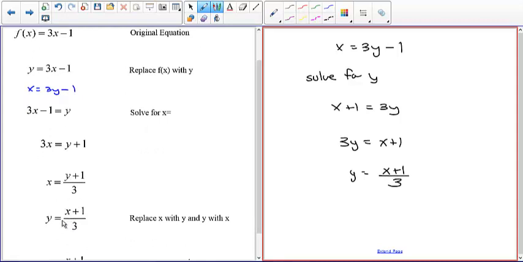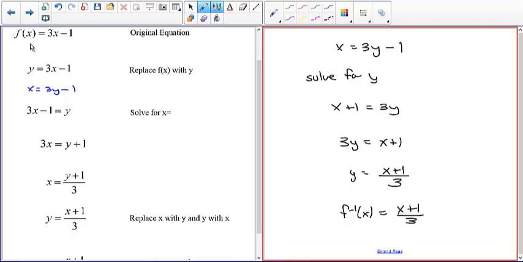So here we switch the variables after we've finished solving for x, and here we switch the variables first and then solve for y. And then you say f to the minus 1 of x equals (x plus 1) over 3.